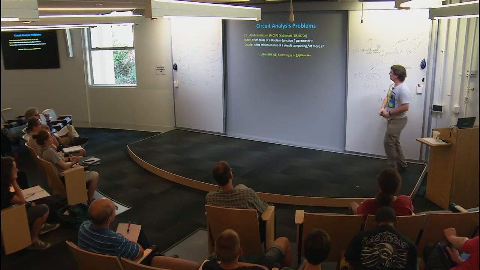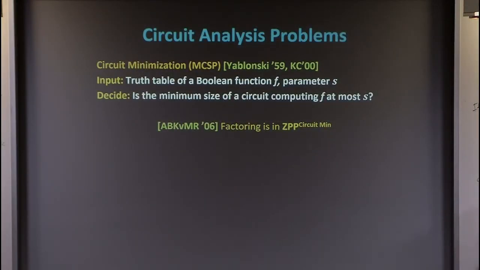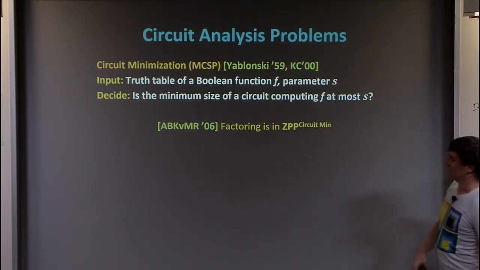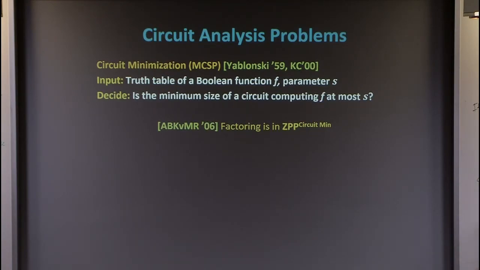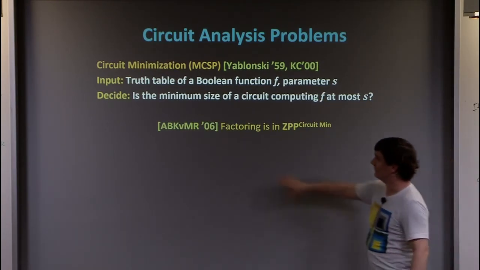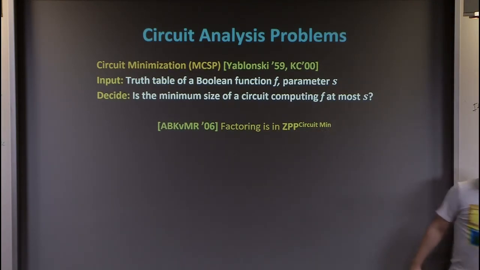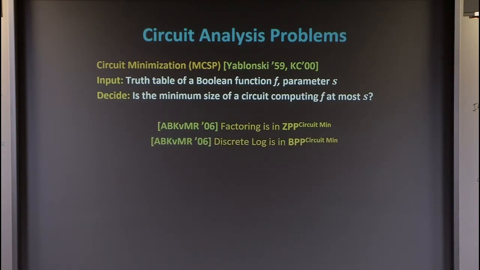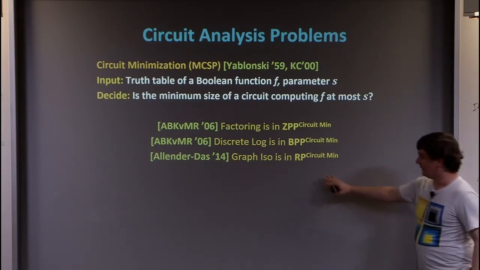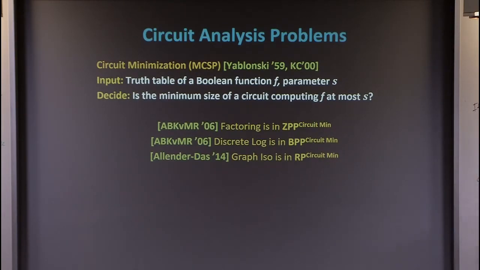Okay. So a couple more things I wanted to mention was that there's been a lot of results showing the power of circuit minimization. So showing that it can do things that we don't think can be solved. For example, integer factorization can be done in randomized polynomial time with an oracle for circuit min. The discrete logarithm problem, similarly, can be solved in a slightly different version of randomized time. And even graph isomorphism can be solved using an oracle for circuit min. So these are some pretty remarkable results.